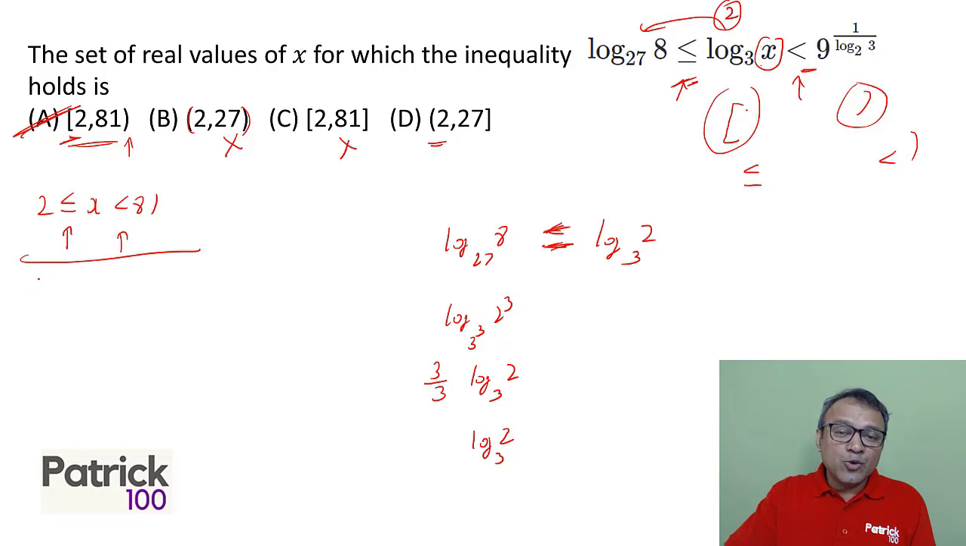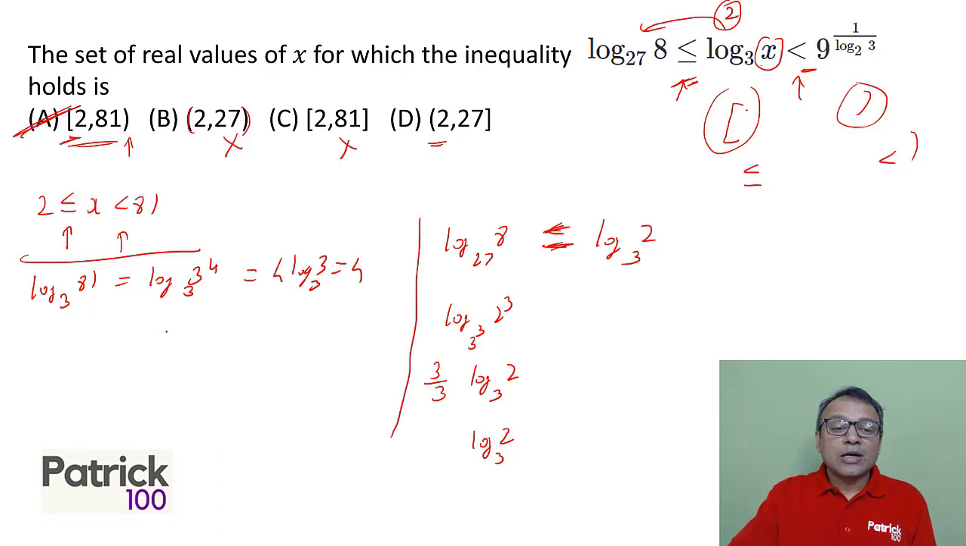But just to help you understand, log of 81 to the base 3 is nothing but log of 3 raised to the power 4 to the base 3, or 4 log 3 to the base 3, which is 4. Now if I look at 9, what is 9 raised to 1 upon log of 3 to the base 2? When you reverse it, the log goes up, it becomes log of 2 to the base 3. Change of base. 9 is nothing but 3 square, so 3 raised to 2 log of 2 to the base 3, which is nothing but 3 raised to log of 2 square to the base 3.